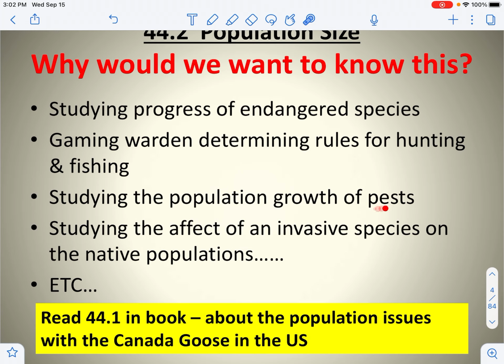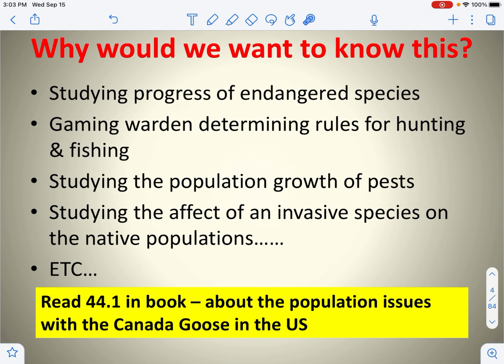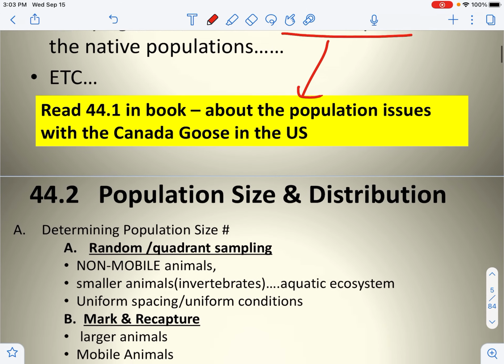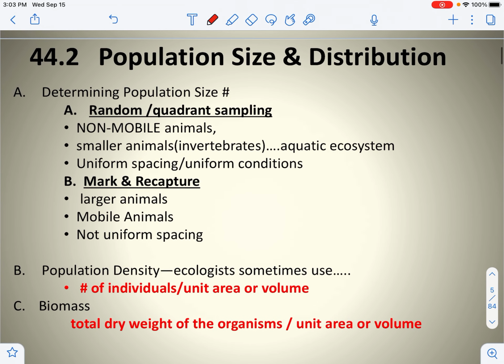If you're studying pest control, you're studying the population of mice or mosquitoes or any other kind of pests that we're dealing with, like gypsy moths that are eating our trees, etc. So that's just an example. You can look at an example in the book about the Canada goose, how they're studying the population of that. That's an example of an invasive species, which we'll get into more in chapter 45, I believe. So we're just talking about a population of one group. So it first talks about, how would you estimate the population size?